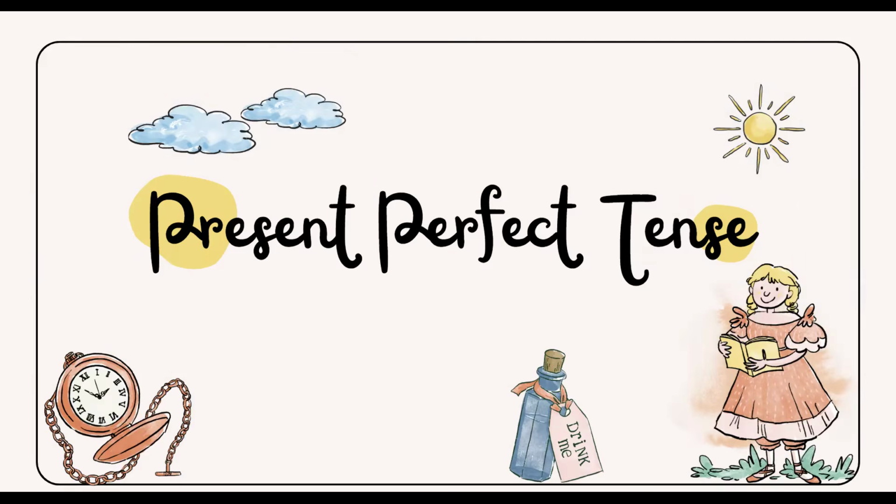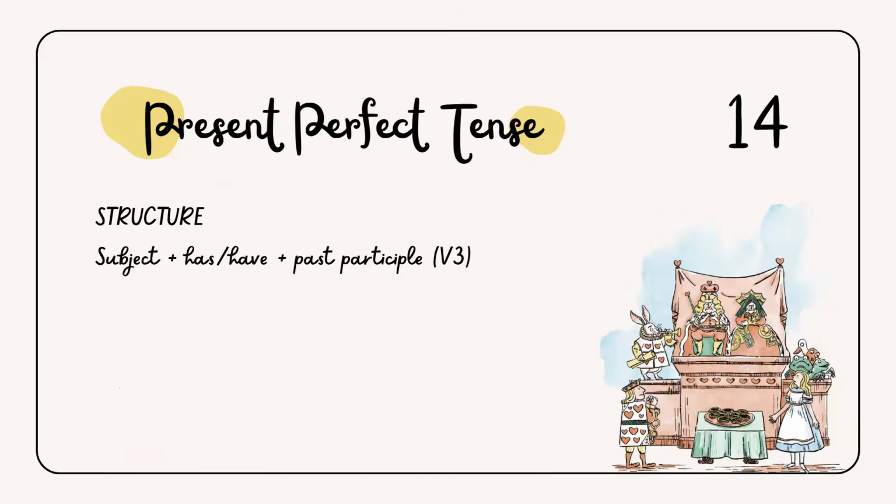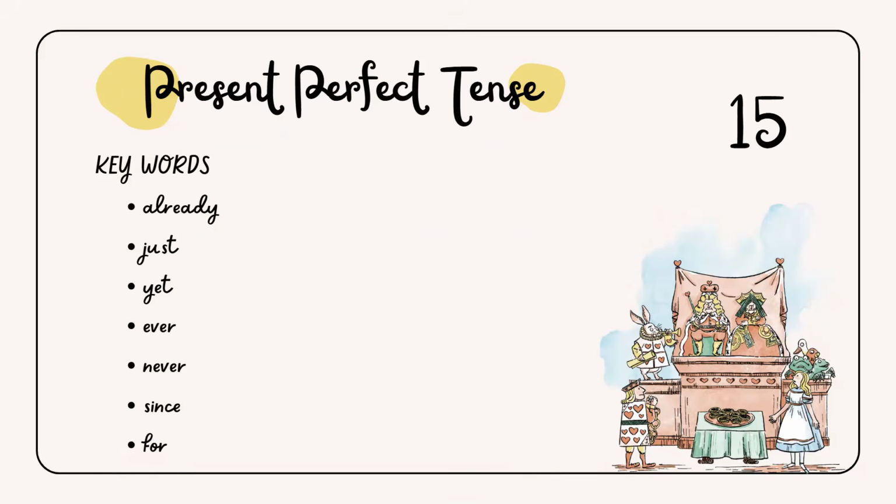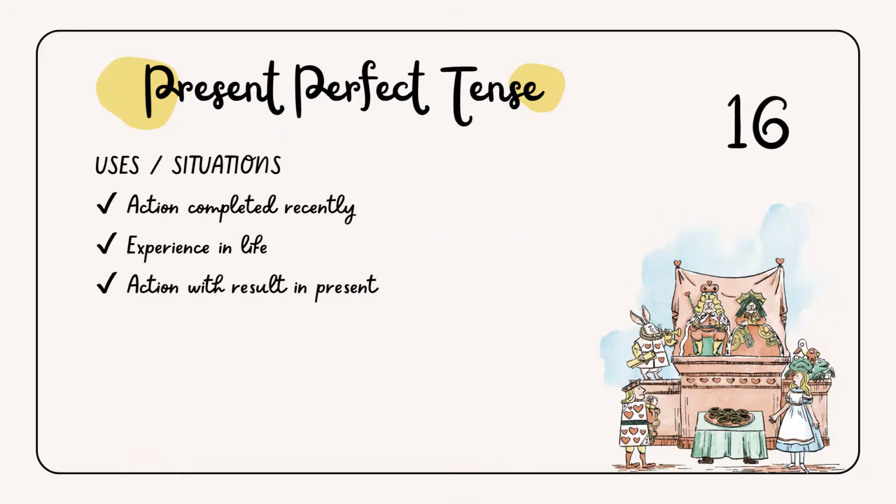Now let's focus on present perfect tense, which is slightly tricky, so listen carefully. This tense connects the past with the present. The structure is subject plus has or have plus past participle, that is the V3 form of the verb. Keywords like already, just, yet, ever, never, since, for help us identify this tense. We use present perfect tense when the action is completed recently. We talk about life experiences. The result of the action is important now.